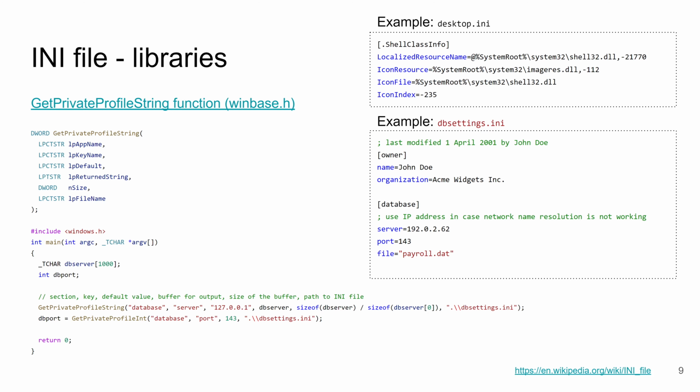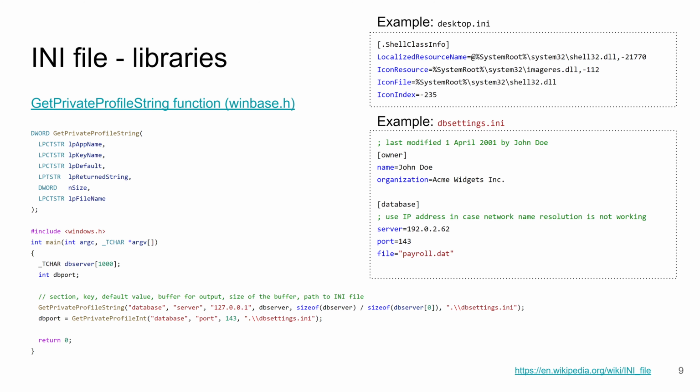The first one actually loads a string. So the method here gets the section name, the key name, and then a default value, which is used in case the value is not found in the INI file. And then, because we are loading strings in C, we need to provide a pointer to a buffer and the size of the buffer, so that we don't cause a buffer overflow.